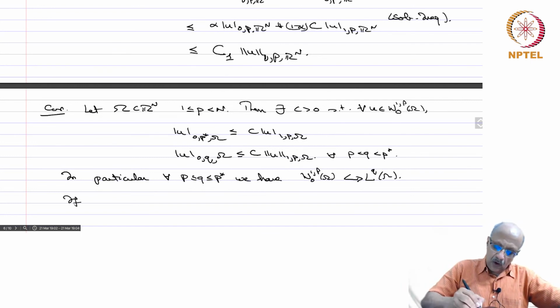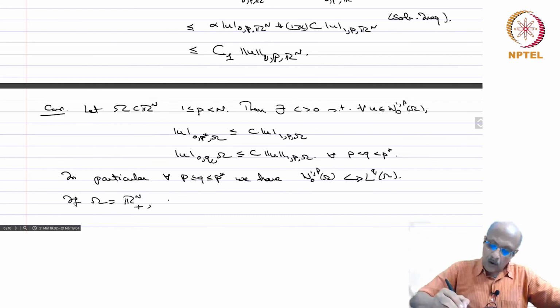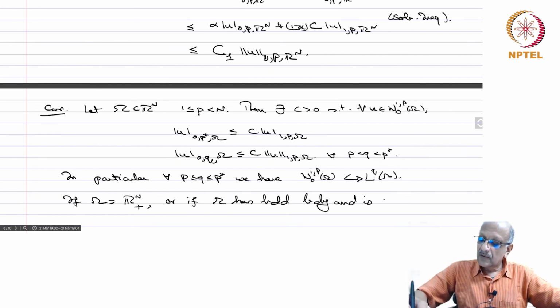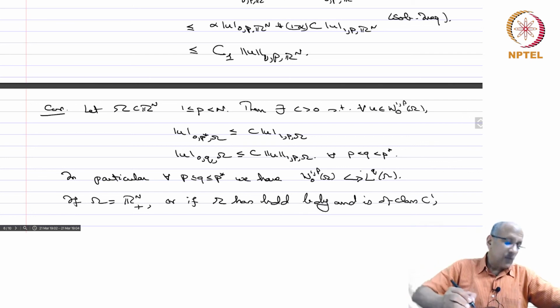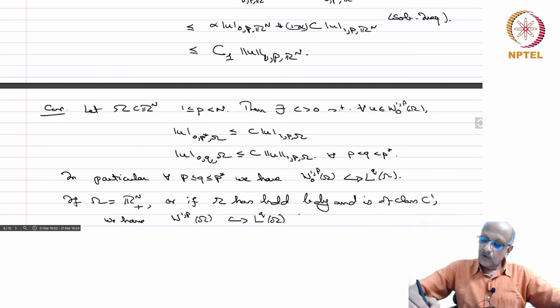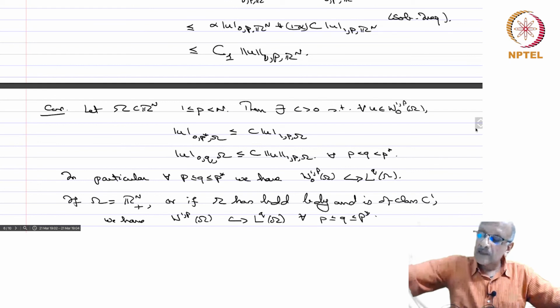Now if omega equals R^n plus, or if omega has bounded boundary and is of class C^1, we have W^{1,p} omega is continuously embedded in L^q of omega for all p less than or equal to q less than or equal to p star. So from R^n we are coming to omega.